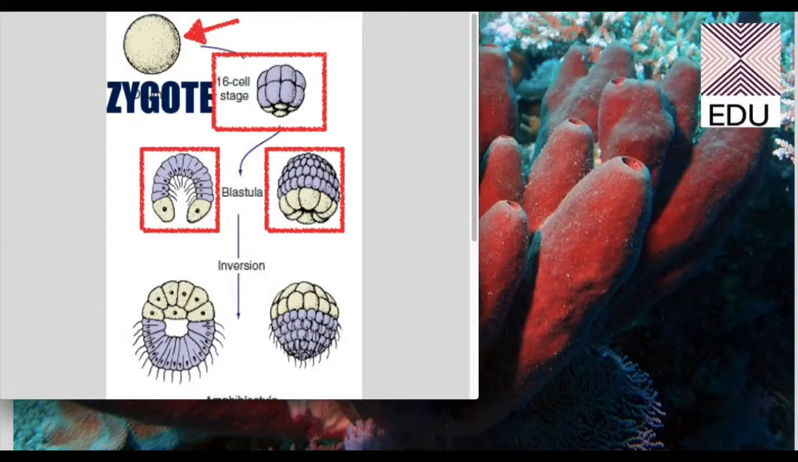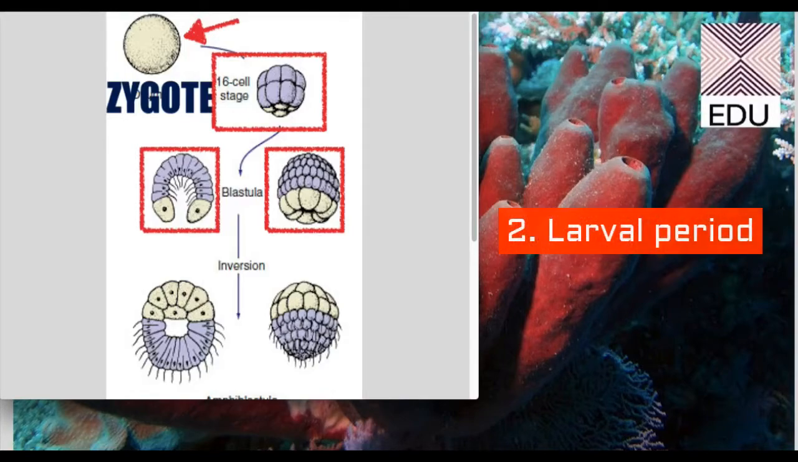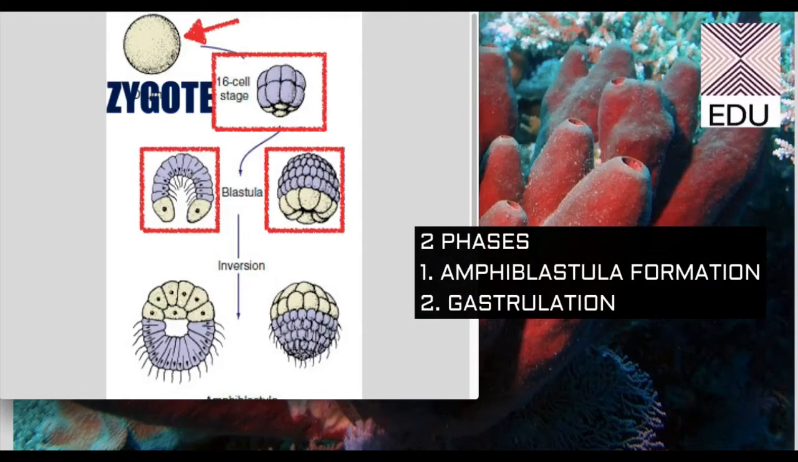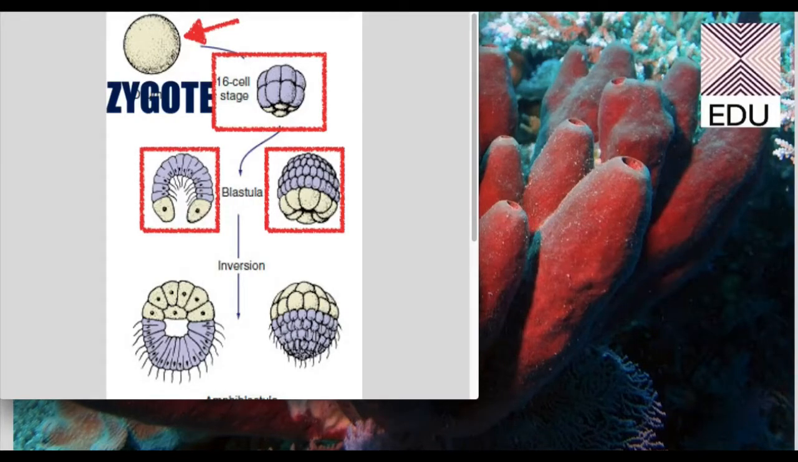Now after the formation of stomoblastula, the second period starts, which is the larval period, and it is further divided into two phases. The first phase is amphiblastula formation, and the second is gastrula formation. So now we are starting with the first phase, amphiblastula formation.